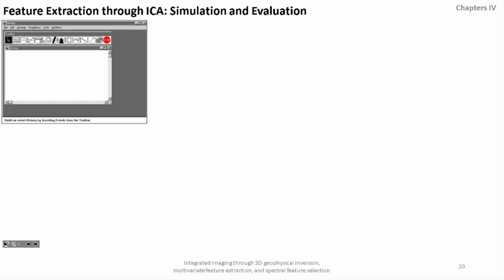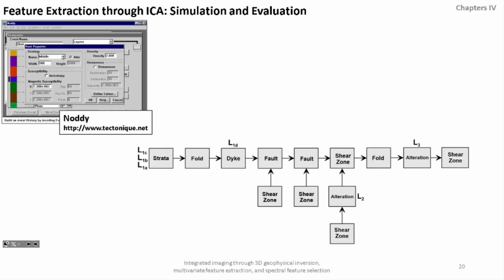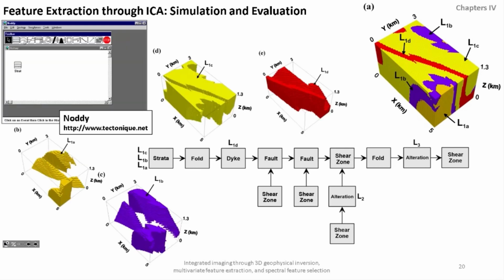We simulated and evaluated our methodology on a 3D complex geological model with two overlapped alteration overprints. We used the NODE program for 3D geological modeling. The background lithological model, L1, consists of 4 distinct lithotypes that are affected by 2 alteration overprints, L2 and L3. The geology model has passed several faulting and folding, dike intrusions, shear deformation, and alteration overprints.